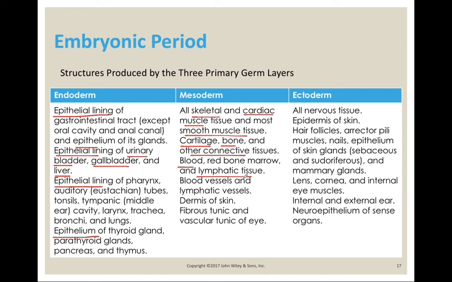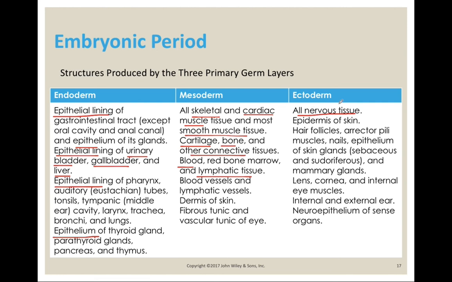So what we're seeing here is that our four principal types of tissues are coming from these different germ layers. Muscular tissue and connective tissue are coming from the mesoderm, and epithelial tissue is coming primarily from the endoderm. Now that leaves us with one type of tissue, and that is the nervous tissue. Nervous tissue is going to arise from the ectoderm.